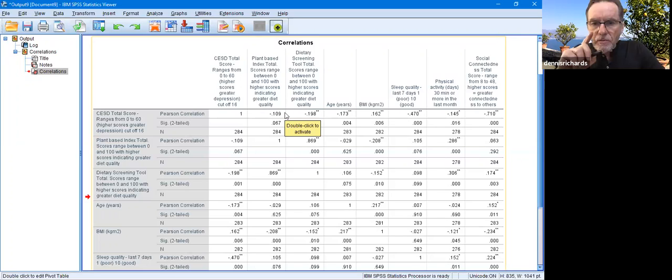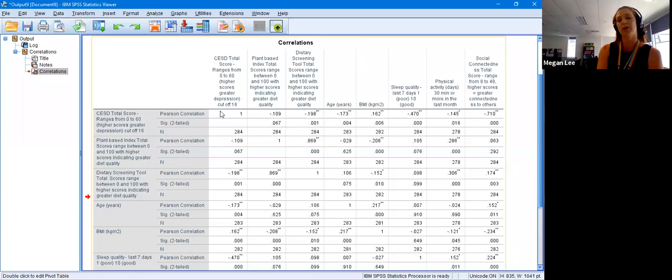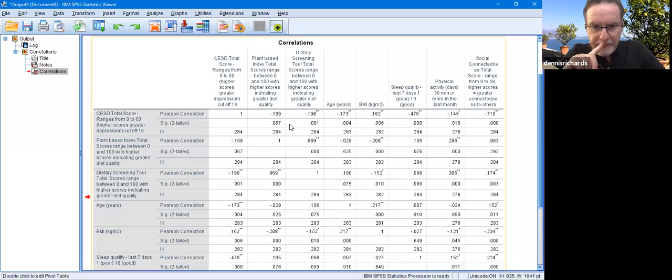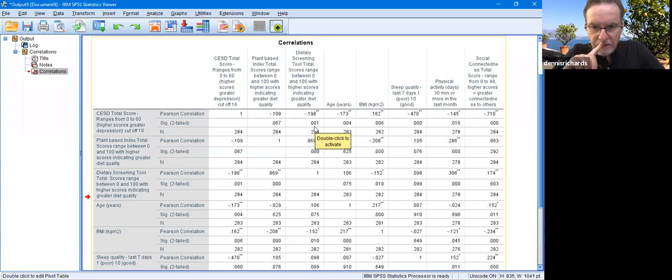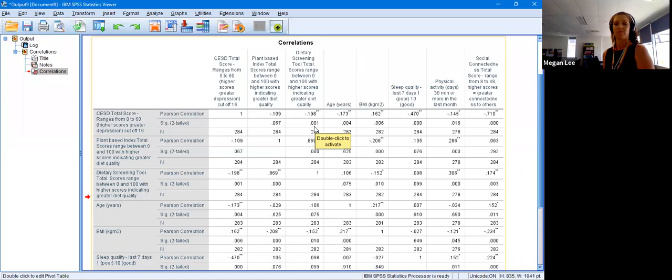Sorry, could you tell me again which of these numbers indicates a significant correlation? Yep, so the correlation is the first line. That's the strength and the direction of the relationship. And then the one below it, significant two-tailed, is whether or not it's significant. And then you've got your N underneath, which is how many people are in that. And 0.001 is significant, very significant. 0.05 is significant; 0.001 is much more so. That means there's only a 1% chance that we got that wrong.